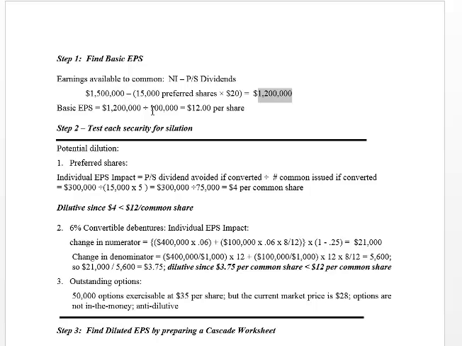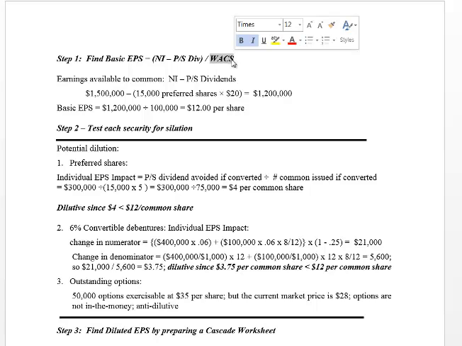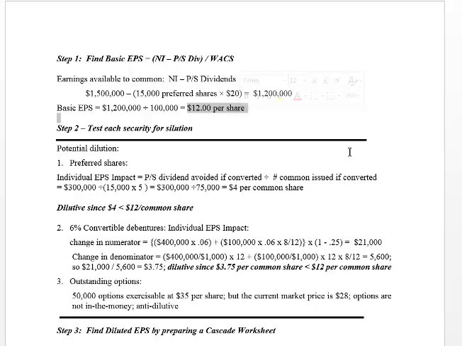Now we have to figure out what our weighted average common shares would be in our denominator for our basic EPS calculation. So don't forget, this is equal to net income less your preferred share dividend, divided by your weighted average common shares. So now we're trying to find the weighted average common shares, and they just give you the number. They tell you in the question that it's 100,000. That's in the first line. So we know now that our basic EPS is $12 a share.